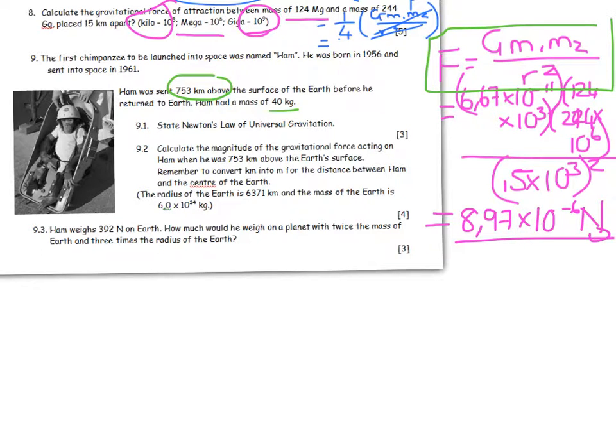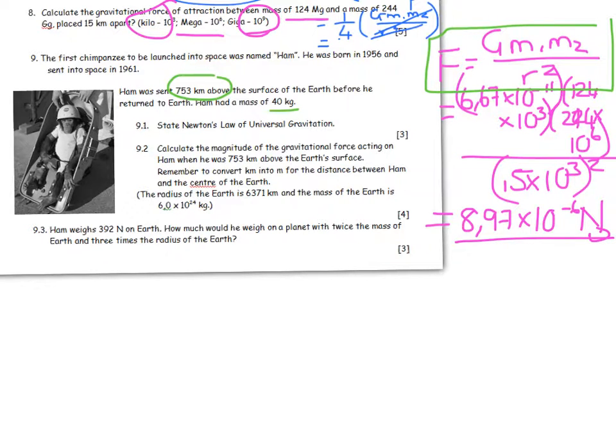So you would need to state the following. Firstly, you need to say that any two objects in the universe attract each other with a force. That force is directly proportional to the product of their masses and inversely proportional to the square of the distance between their centers. Look at your definition carefully and learn them well.